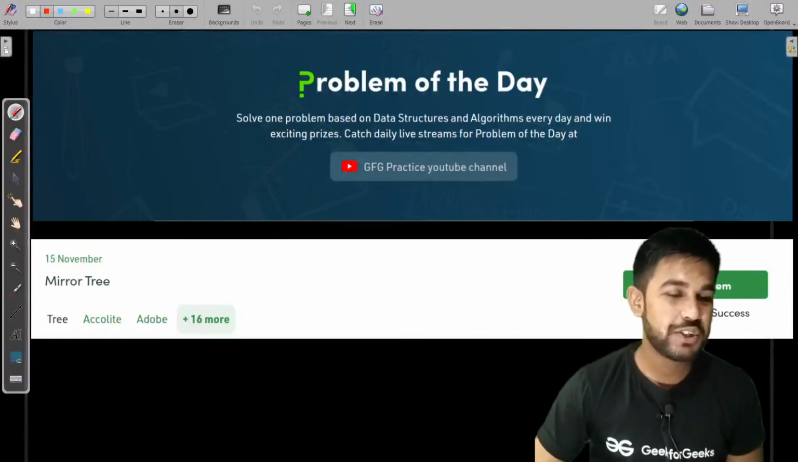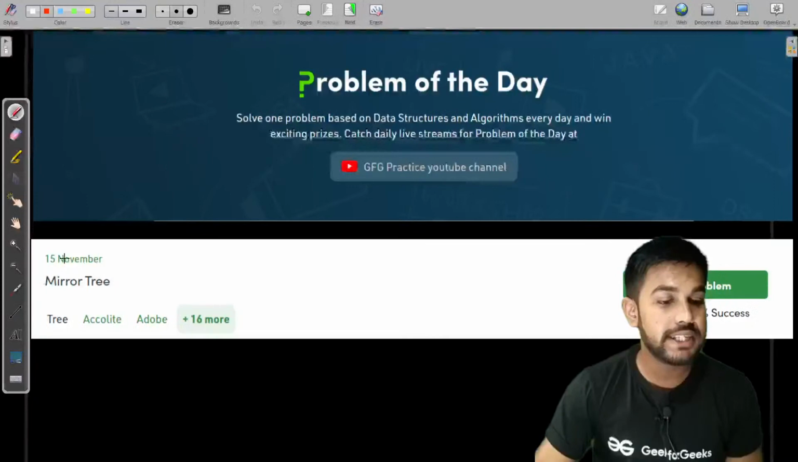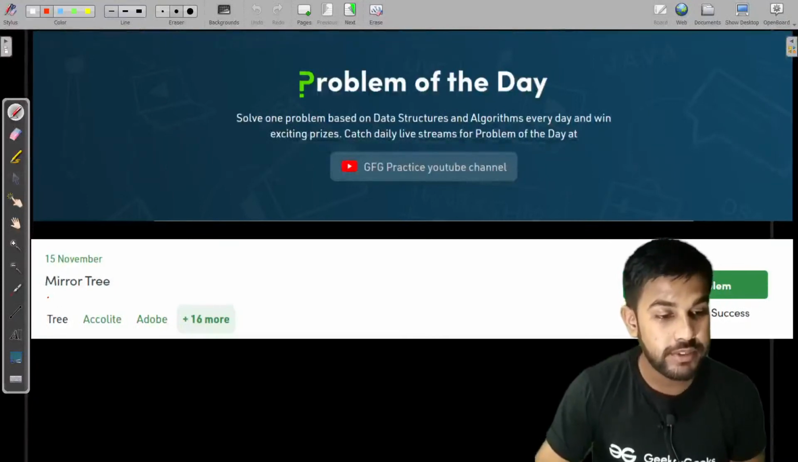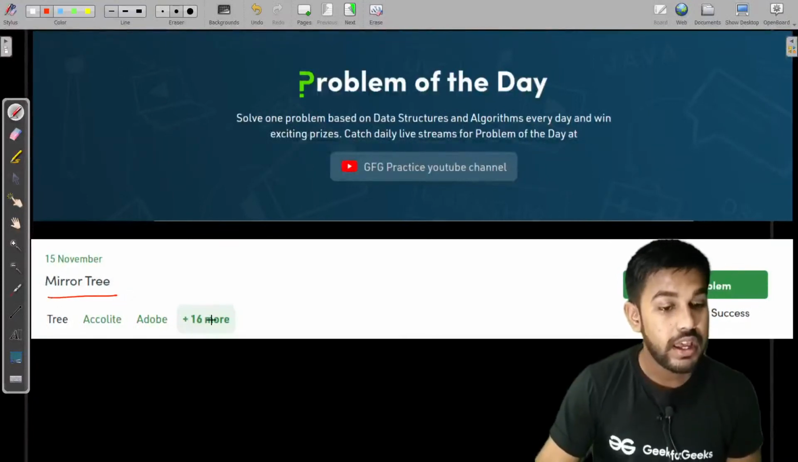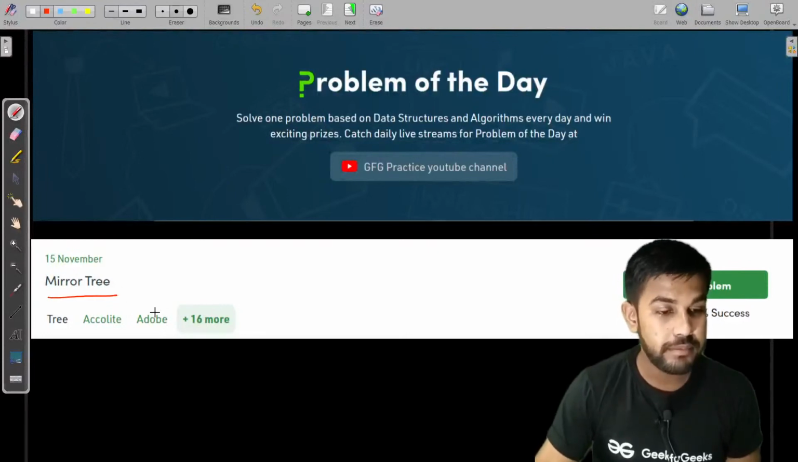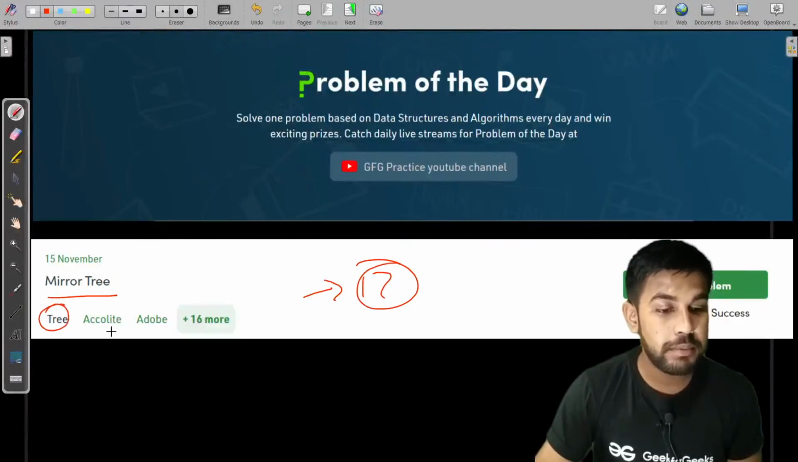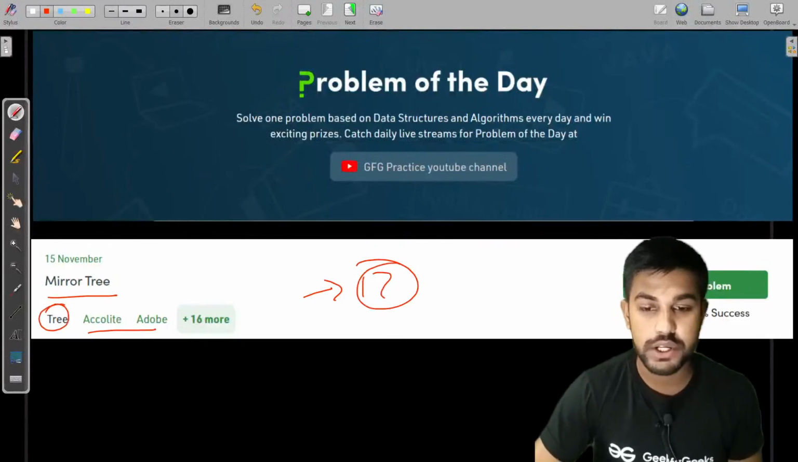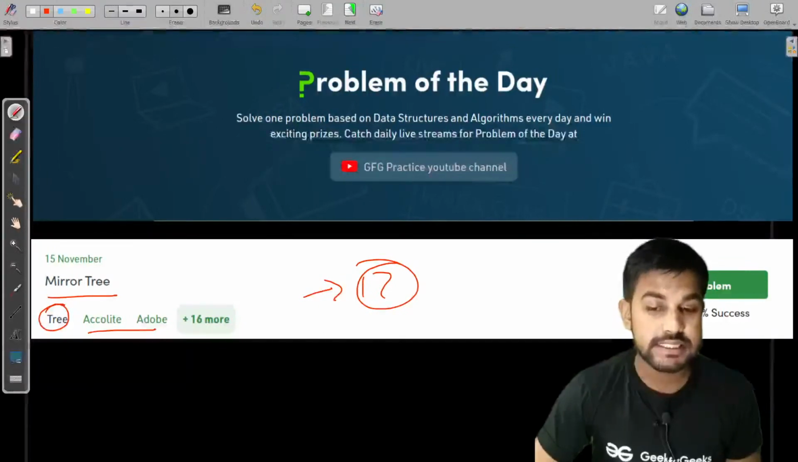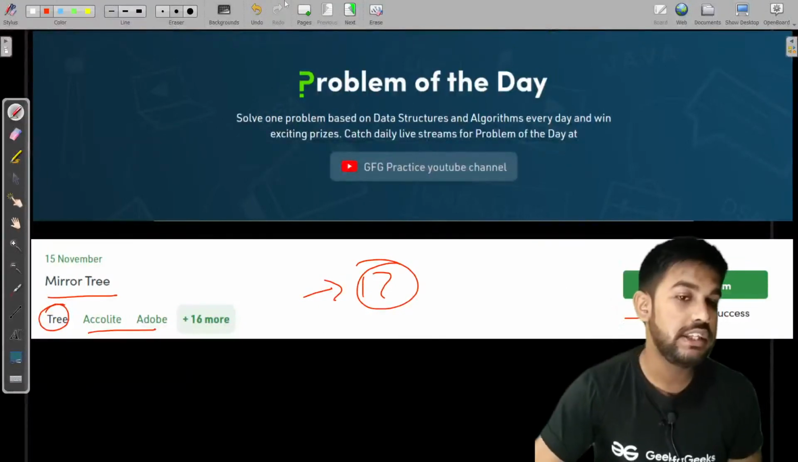Okay, so today we would be discussing yesterday's problem of the day, that is mirror tree. This problem is an easy problem, but it appeared in 18 companies. Okay, this is a tree problem. So this has a success percentage of 63%. This is the easy level problem.